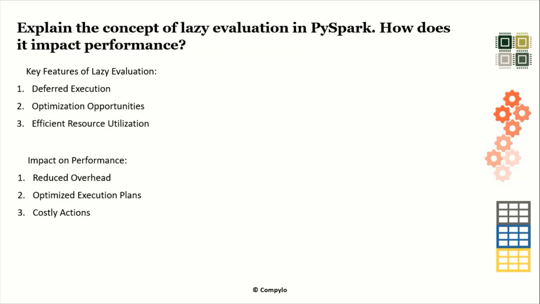Next is optimization opportunities. Since transformations are not executed immediately, PySpark can optimize the execution plan. It can combine multiple transformations into a single stage or eliminate unnecessary computations. Next point is efficient resource utilization. By delaying execution, PySpark can better manage memory and compute resources. It reduces the overhead of multiple passes over the data, ensuring that resources are used efficiently.